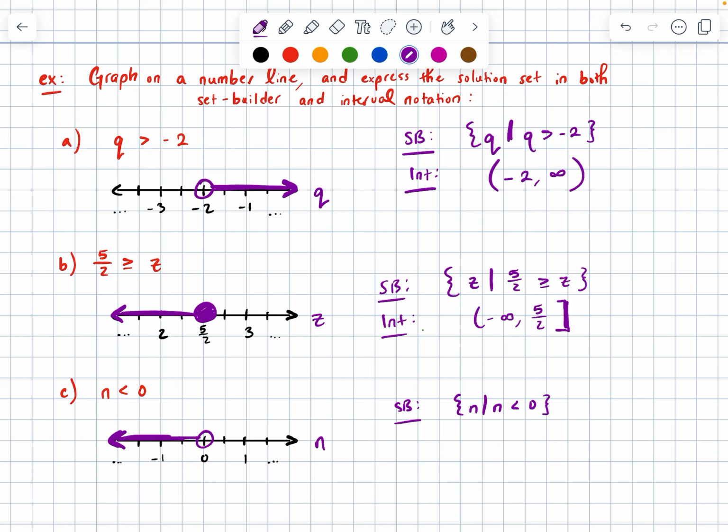For our set builder notation, well, I want all values of n such that n is less than 0. And for my interval notation, well, I'm interested in the part of the number line that starts at -infinity, something infinitely small, and stops at 0. -infinity is never included, so it always gets a parentheses. And 0 here has an open circle. It's not included. It also gets a parentheses.